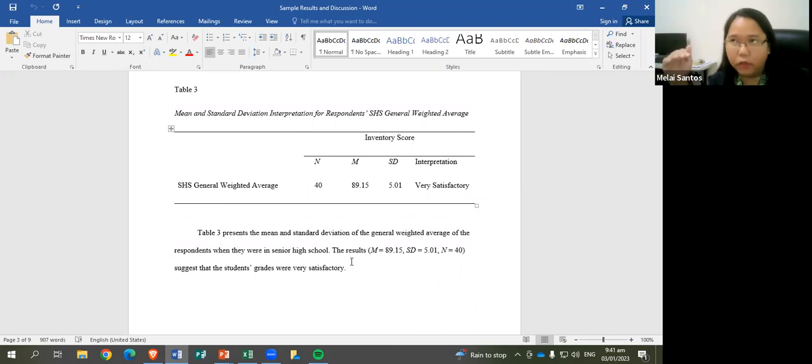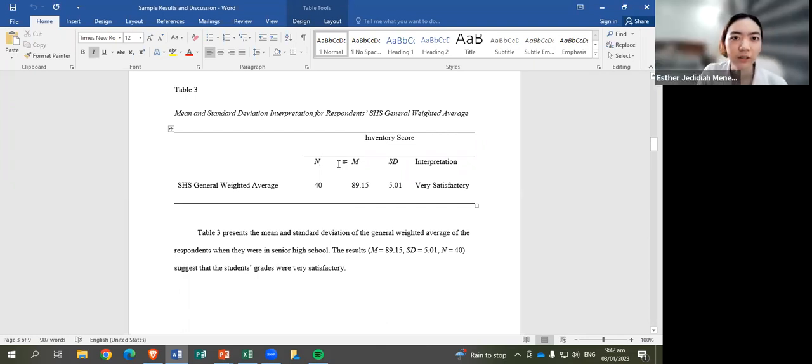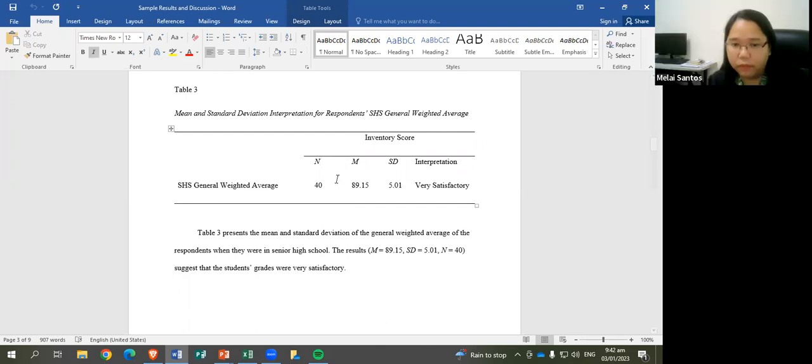So the DepEd order number 8 series of 2015. You should be very familiar with that because that is what we use for our grading system. So this is that one. So this is how the table looks like. You'll have your N. What is N again? What does N stand for? Population. Very good. That's the total population.